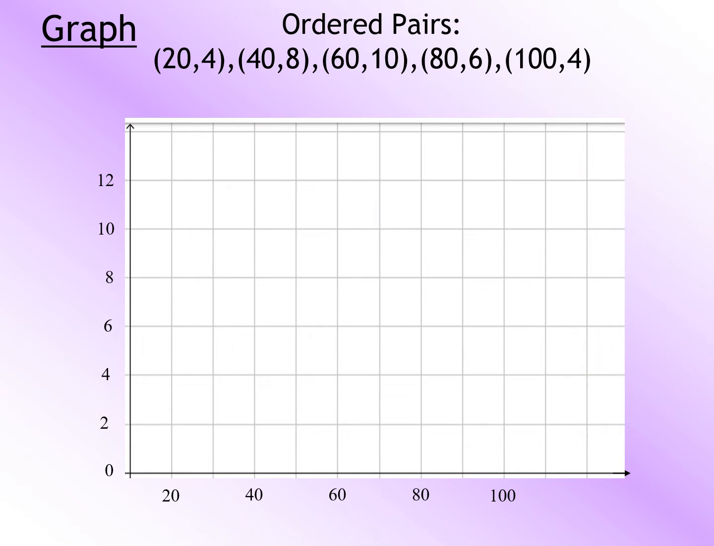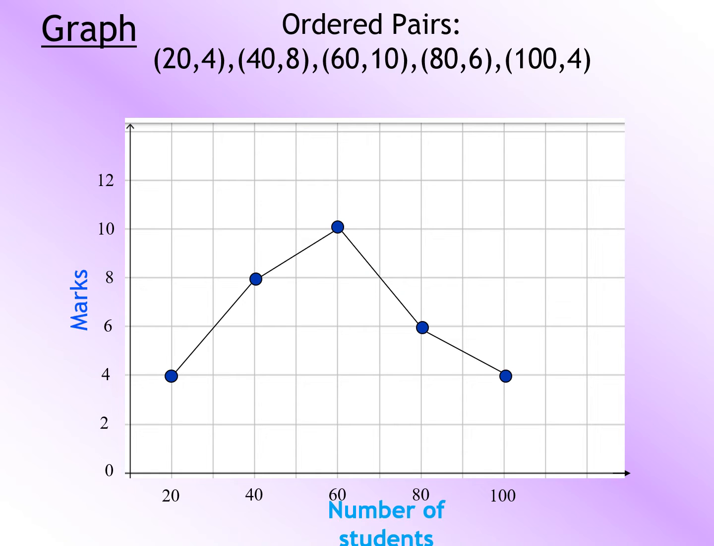So let us try to graph these ordered pairs. We have the horizontal line, which is the number of students, and the vertical line, which is the marks. So take a look at 20 and then 4. We put a dot, and then the same for (40, 8), (60, 10), (80, 6), and (100, 4). Then connect the points.